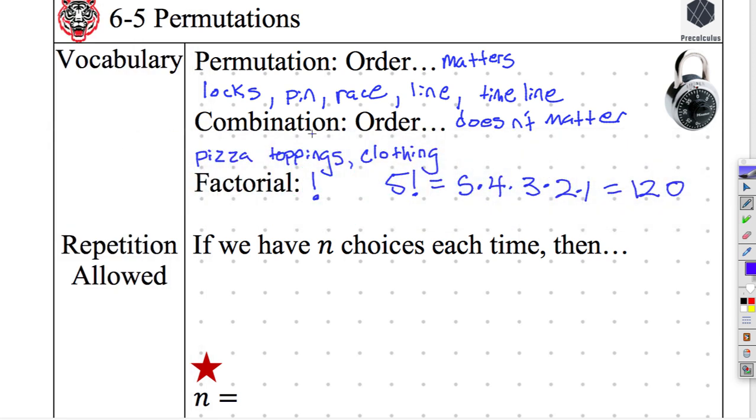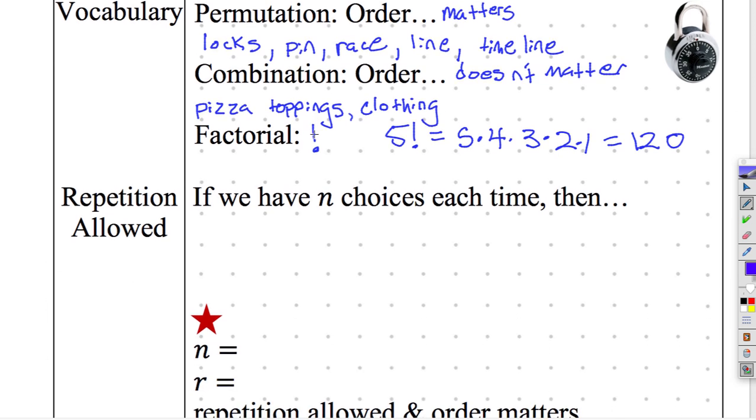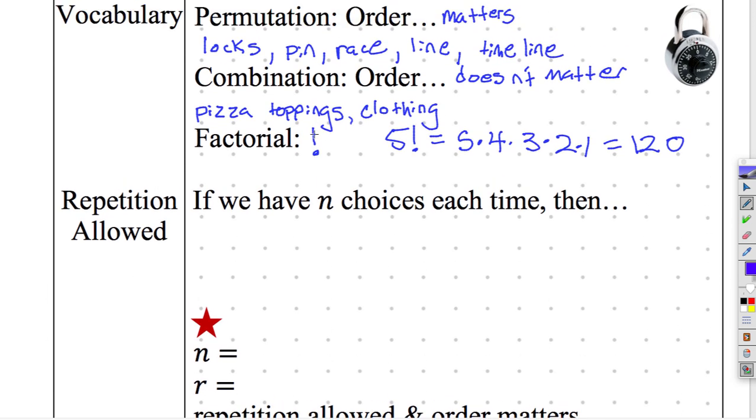Cool, cool. So coming back here, repetition is allowed. All of today's topic is permutation. Assume we're in permutation. By the way, what is the name for this thing?